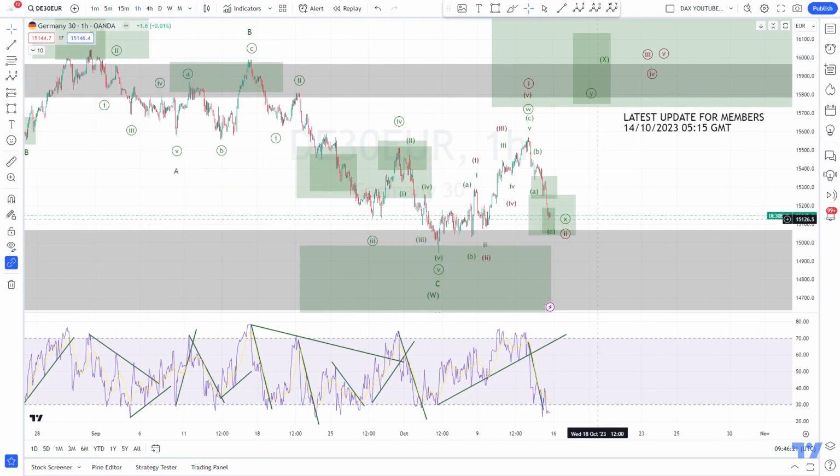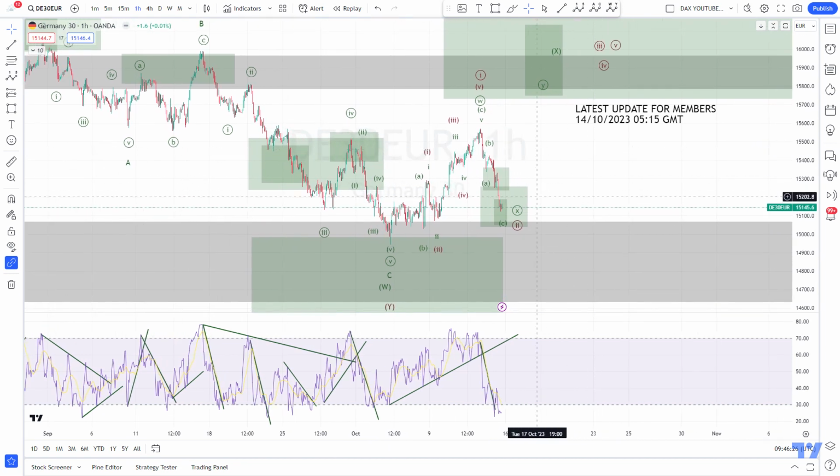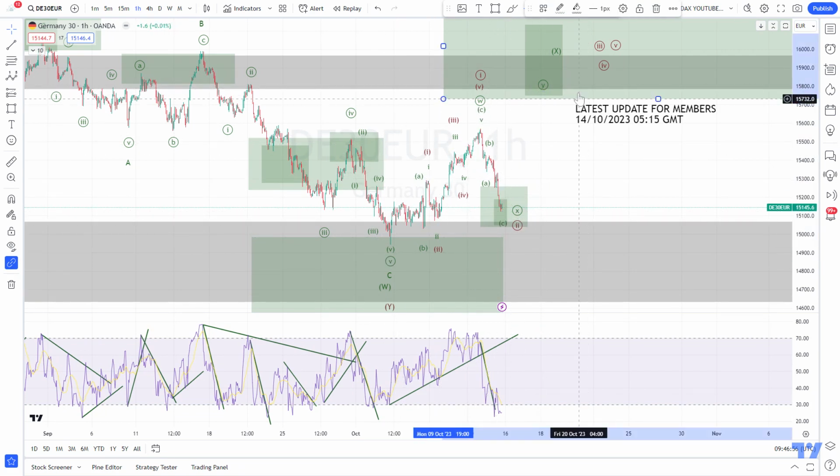So that means that the higher degree correction can also not be in. Does that mean that we have to drop like a stone from here? I will take this off the chart again. No, not really. My expectation would be that in the lower time frame, we even see some more upside first, actually also taking out this high again, because then we would have a WXY correction into the wave X area.